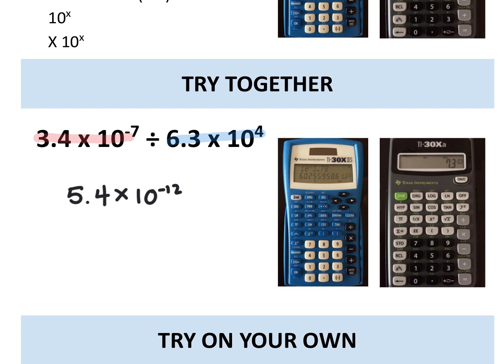Now, your times 10 may come up differently. On the TI-30X2S, you'll get it right at the end. It'll be really small. And then if you're dealing with the TI-30XA, it'll be similar to your answer with the 7.3 with the exponent in the corner. So make sure you're always including that times 10.